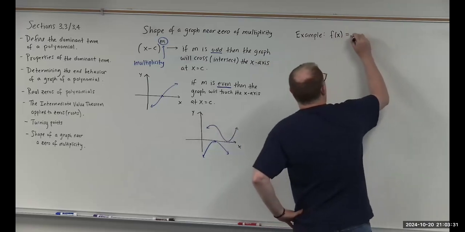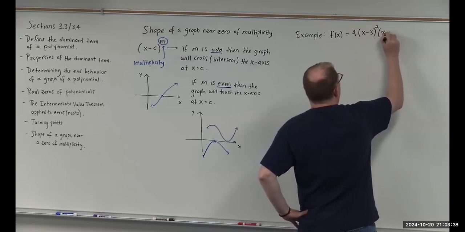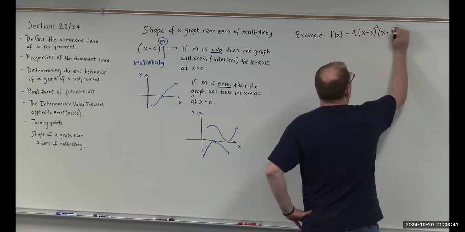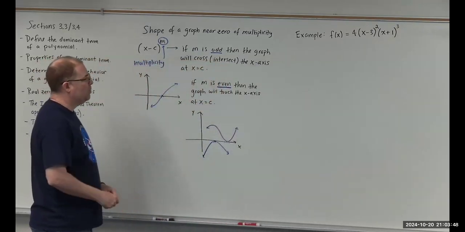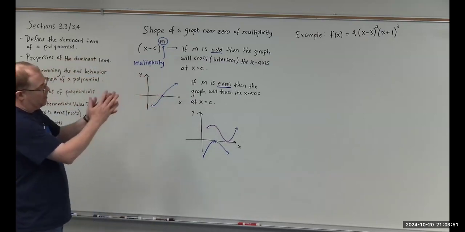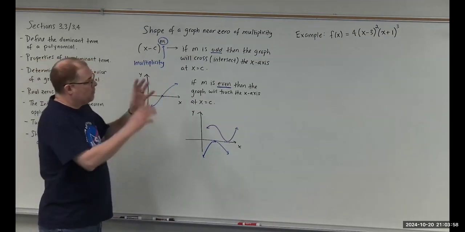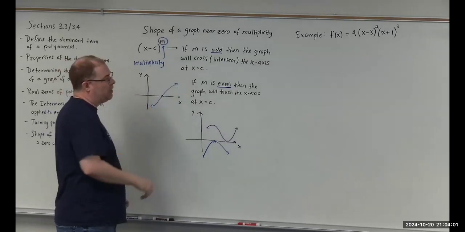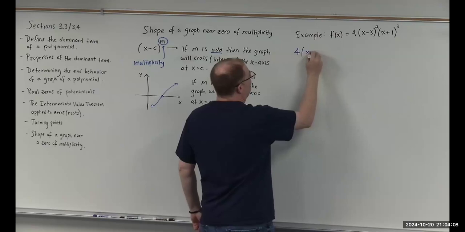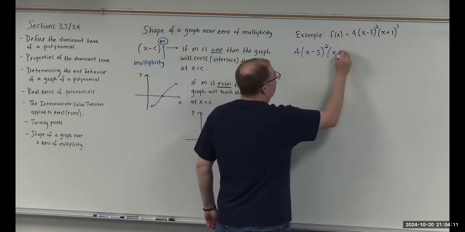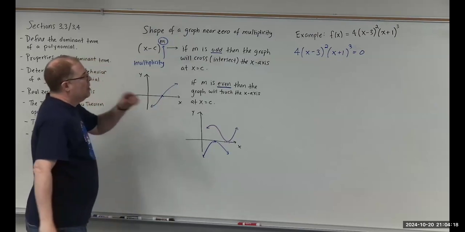So let's say we have this kind of polynomial: 4 times (x minus 3) to the power 2, times (x plus 1) to the power 3. So 4 times (x minus 3) squared, and then we have (x plus 1) cubed. This is a polynomial; if you expand everything out, you get the general form. We look at the factors, and we can find the roots by setting this equal to 0.